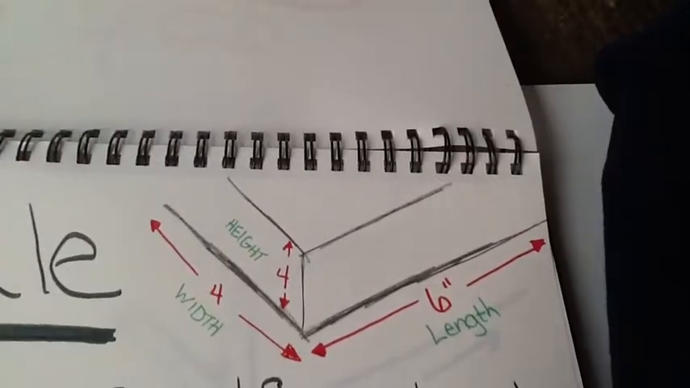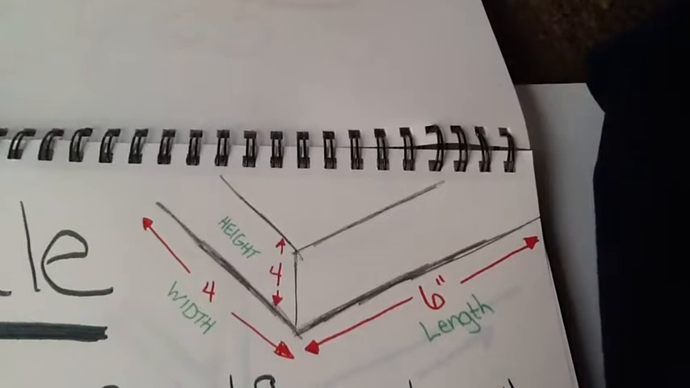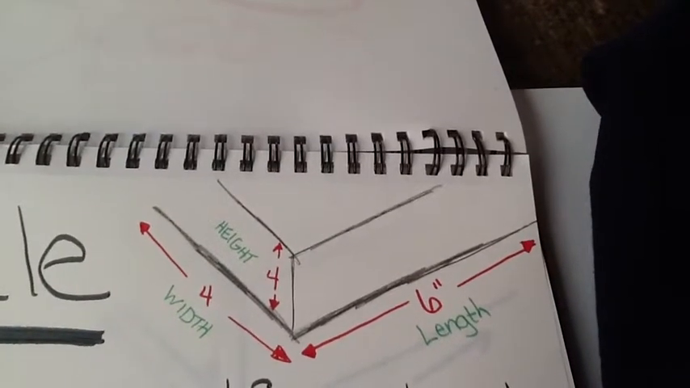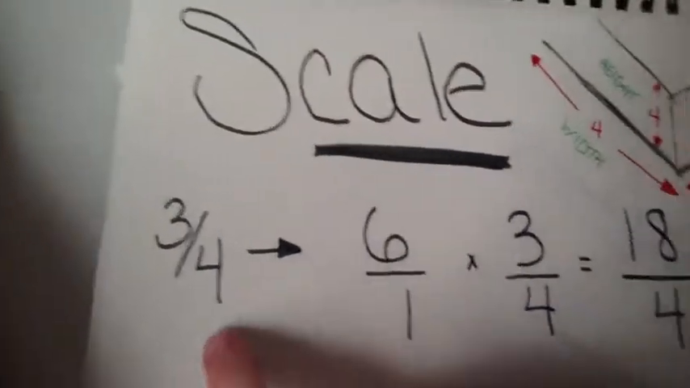Size of the box for the large box is pretty easy. We know that the length is 6 inches and the width and height are 4 inches, that was given to us. But what about scale for the smaller box? Let's start with 3/4.